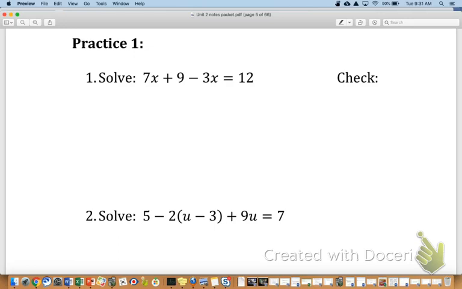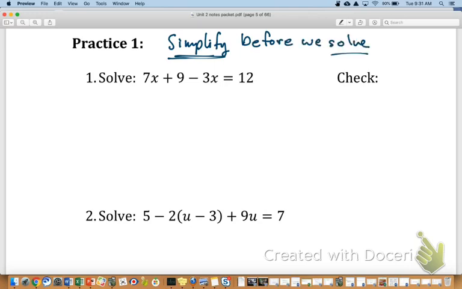Okay, so the word of the day for us as we work on these equations is going to be this. We are going to need to be simplifying before we solve. Simplify before we solve. So if there are any like terms that can be added or other various simplifyings that we could be working on here, we want to do that before we solve anything.